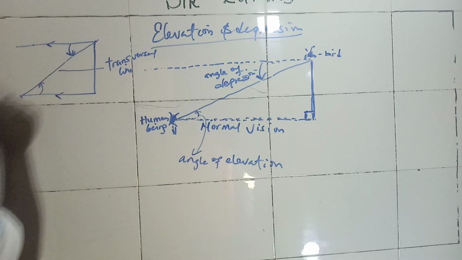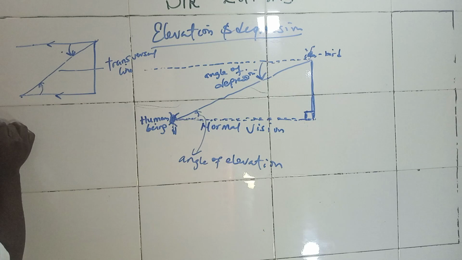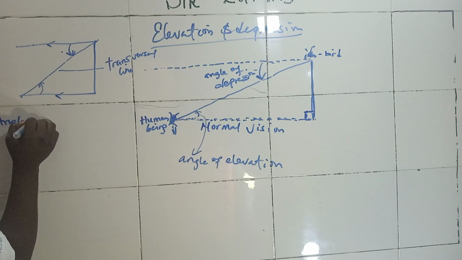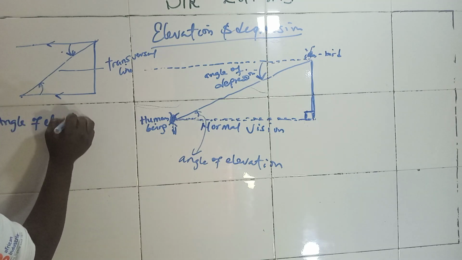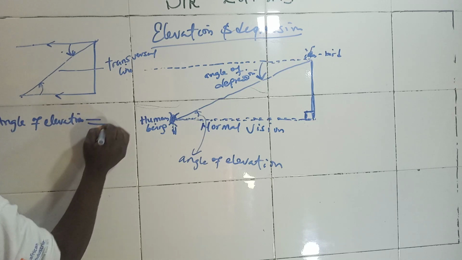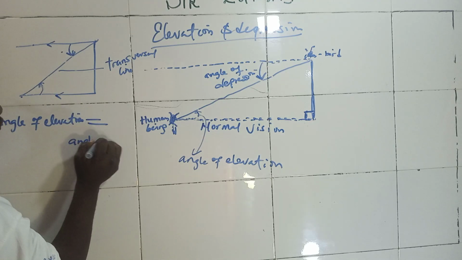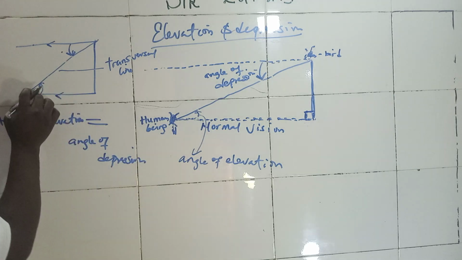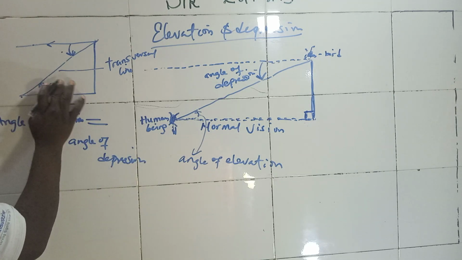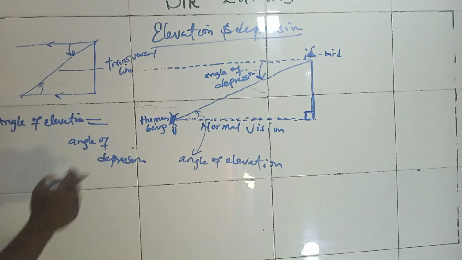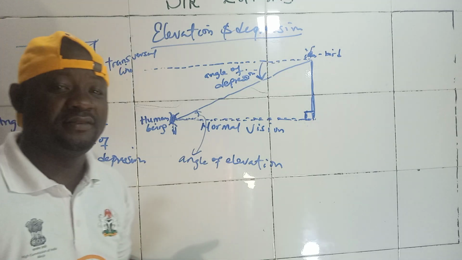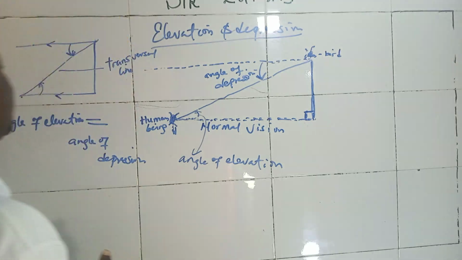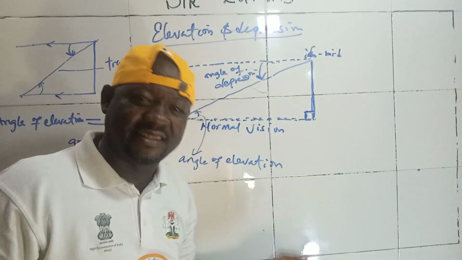So you will now say that the angle of elevation is equal to the angle of depression. So if the angle of elevation is 60 degrees, it means the angle of depression will also be what? 60 degrees. I think we have proved that. So it's as simple as A, B, C.